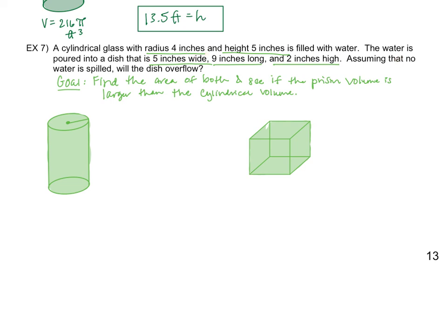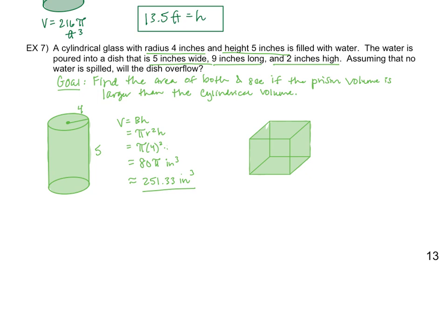So let's start off by labeling each of our pieces. Our radius is 4 here, and our height is 5. So let's go ahead and label those. And I want you to practice finding the volume of the cylinder. Pause the video and play it when you're ready. All right, you can see we should end up getting a volume of 80 pi, or if you found the decimal, it's around 251.33 inches cubed.